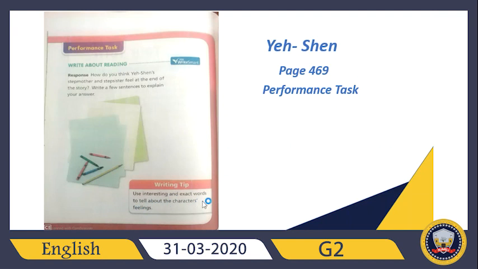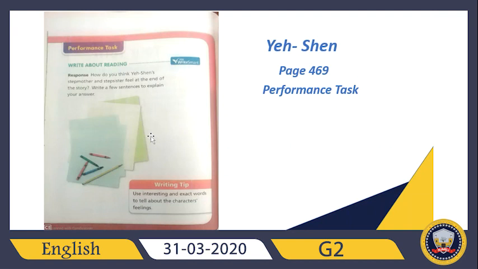Writing tip: use interesting and exact words to tell about the character's feelings. Your answers can be different, but try to write at least 1 or 2 sentences about this. They were sad, or they were angry, or they were feeling lonely, or maybe they were feeling bad. Think and try to use different and exact words to express what you think they must be feeling at the end of the story. Write complete sentences, at least 1 or 2 in your notebook.